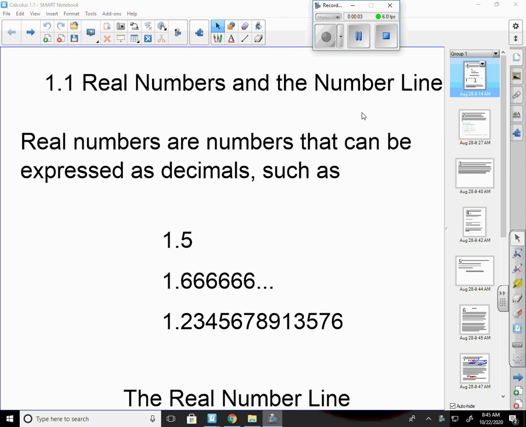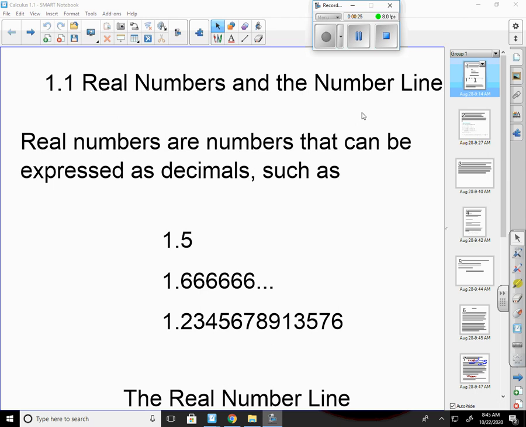1.1, real numbers in the number line. Russell, that math man, back at it again. So we have finally reached calculus, except we're still not in calculus. This is just a review of things that we need to know from Algebra 2, a little bit of pre-calculus, a little bit of Algebra 1. And this is stuff from way, way back, to be honest.